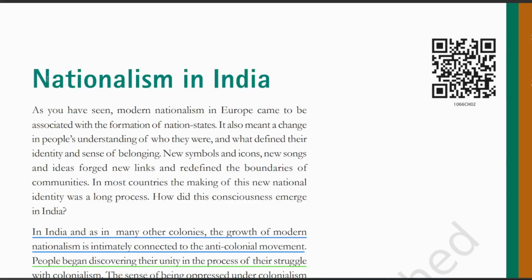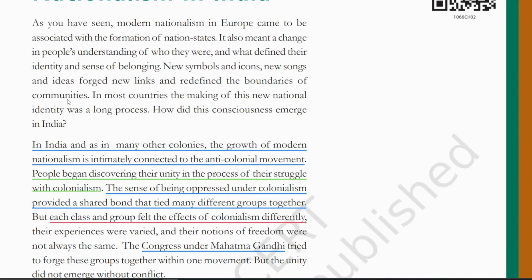Today we will be doing the second chapter from your history textbook, Nationalism in India. This chapter talks about how consciousness emerged in Indians after the colonial era and the British era. It talks about modern nationalism and all the struggles Indians had to go through.